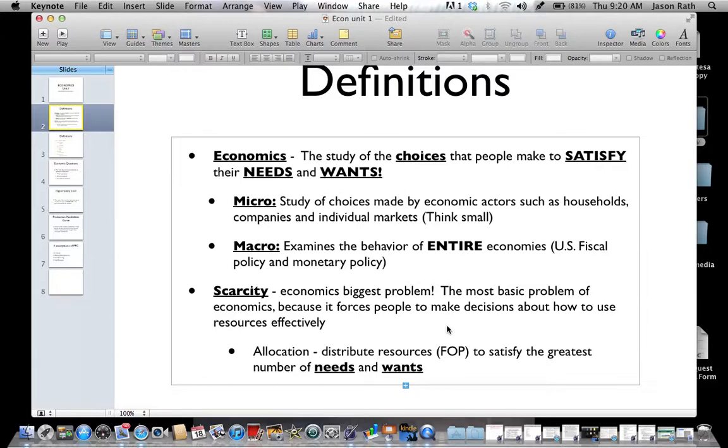And when you look at scarcity, there's this term, it's called allocation. And allocation, like it says here, is when you distribute resources. And I put there FOP, which means the factors of production, to satisfy the greatest number of needs and wants. So that's what countries and individuals try to do. How do you allocate scarce resources? And that's the big question there.